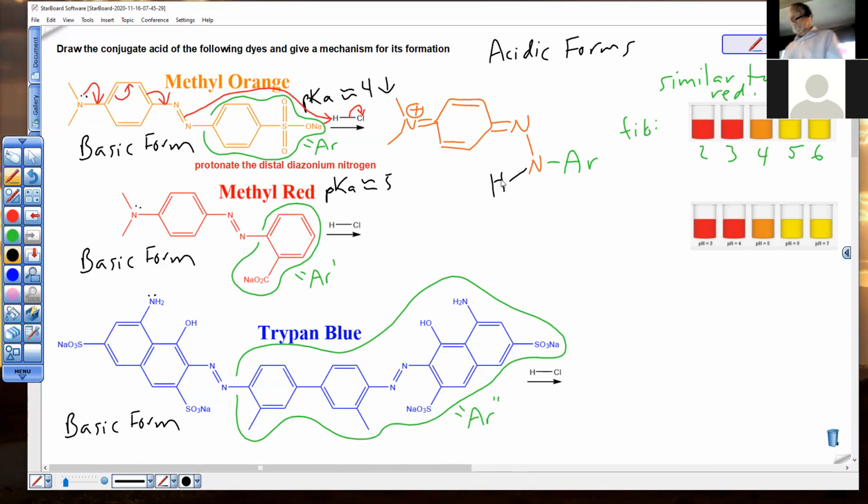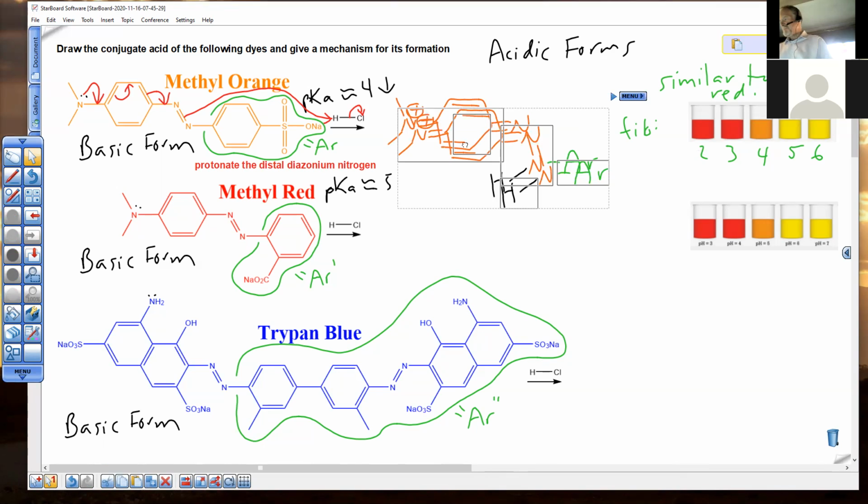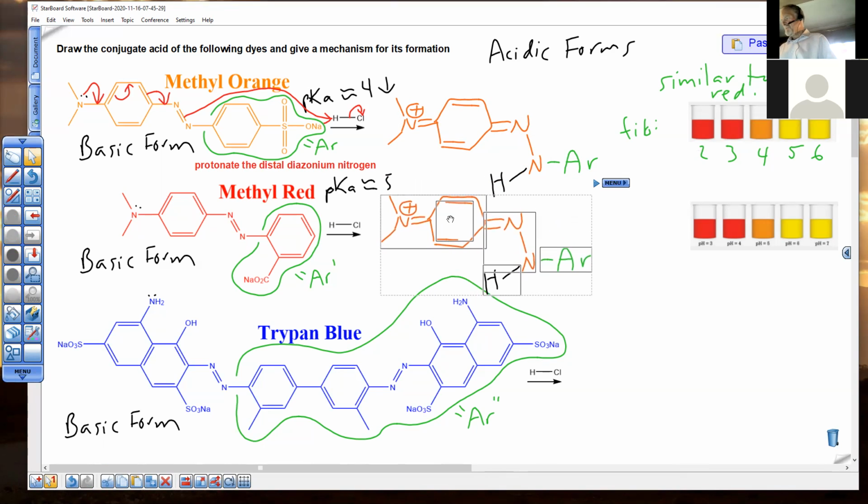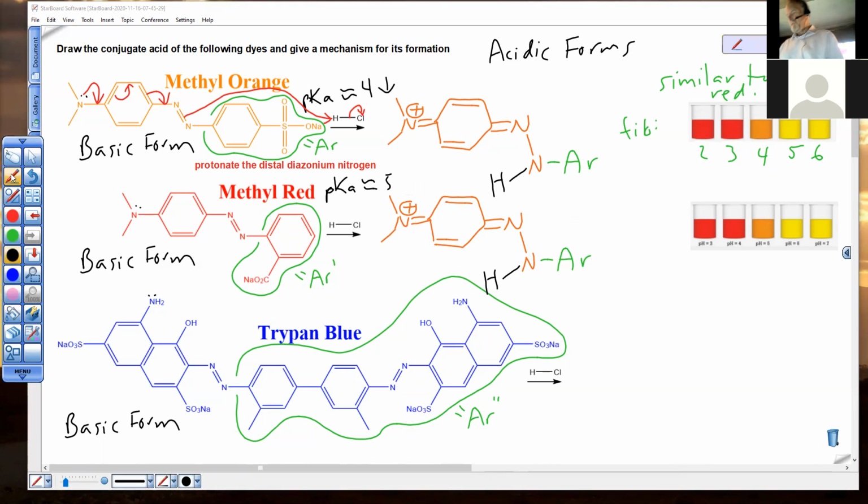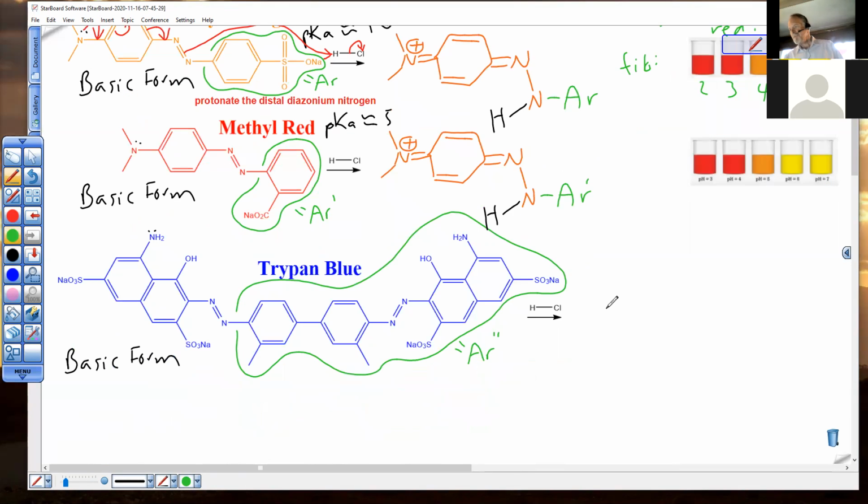And I could save even more time. Might be getting a little greedy here. Methyl red and methyl orange have very similar stories. The only difference is the ring that doesn't react in the acid-base reaction. Call that AR prime. We already did. This piece is the same. And we're going to do the mechanism for tryptan blue picking up HCl.